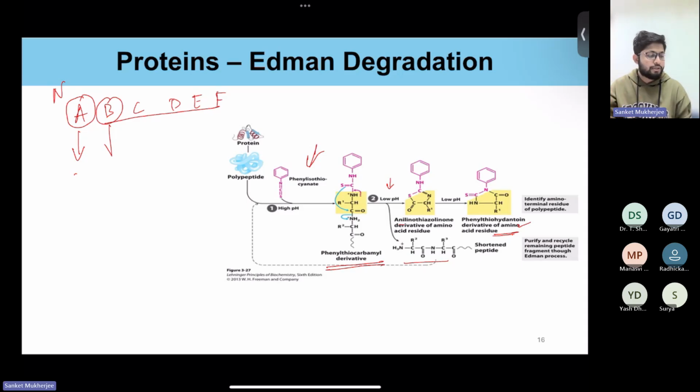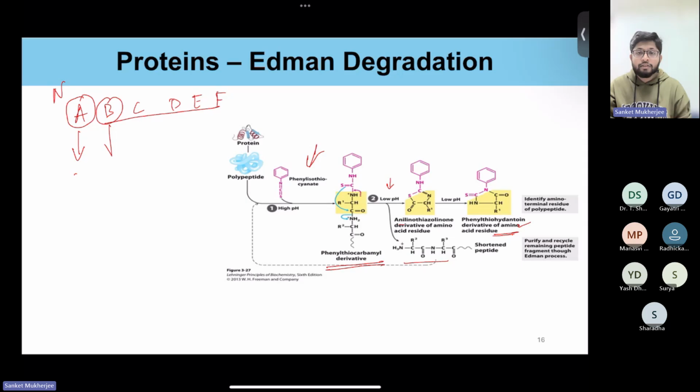amino acid residue. For C-terminal residues, not many methods are available, but usually from N to C orientation, we go for sequencing. Then we locate the disulfide bonds as well. So we can then find out what is the exact sequence of the protein.